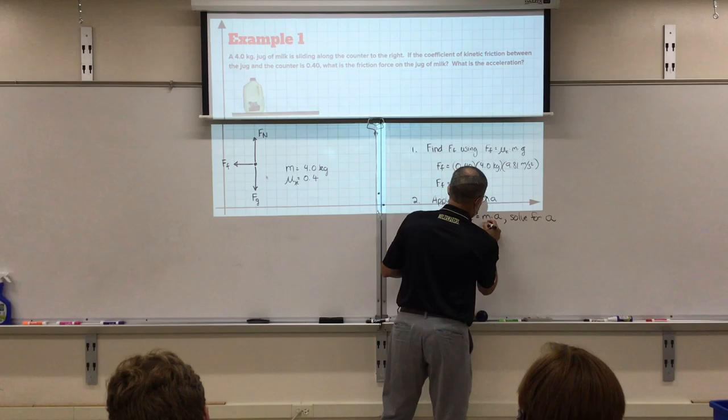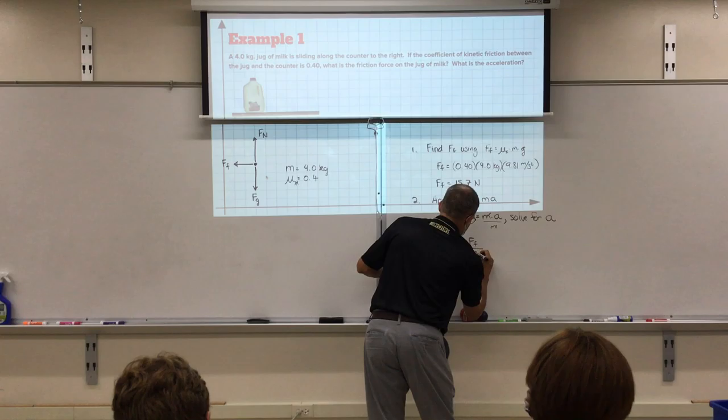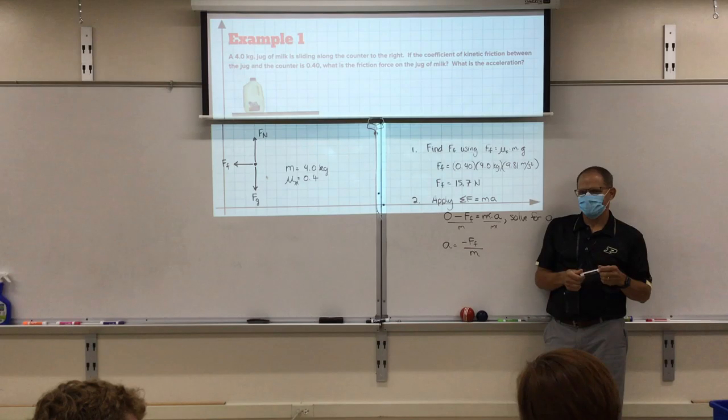Right? So, what do we do next? Plug in our numbers? No. Solve it algebraically. Divide both sides by M. M's cancel. And we get A equals minus the friction force divided by the mass. Okay? Could you guys find the answer now? Go ahead, find the answer. Then I'm going to show you another trick.